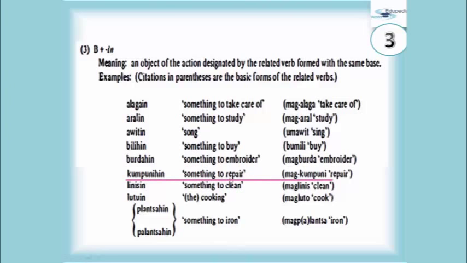Kumpunihin, something to repair. Magkumpuni, repair. Linisin, something to clean. Maglinis, clean. Lutuin, the cooking. Magluto, cook. Plansyahin, something to iron. Palansyahin, this is the same. And next, magplansya, iron.